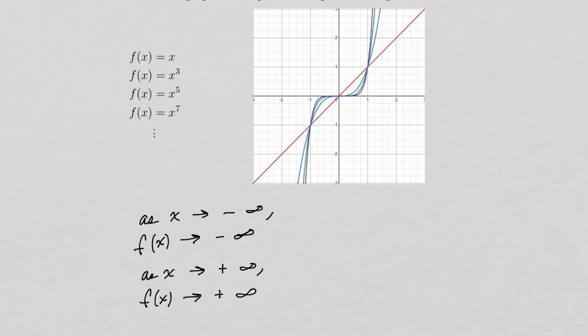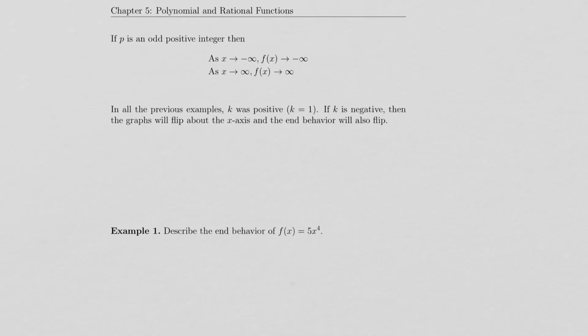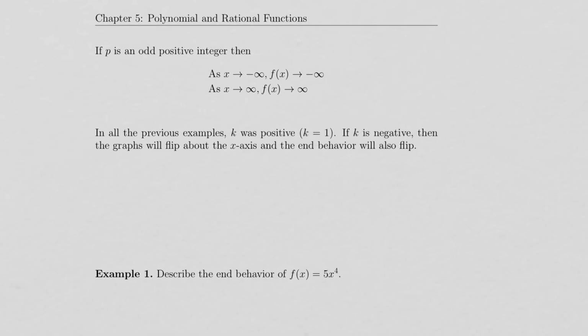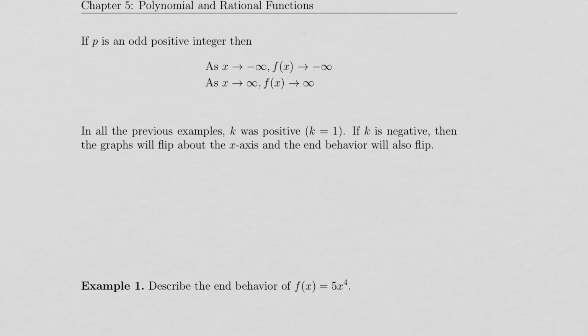All right, let me talk about the k, because in every case that we did so far, the k was just positive 1. What happens if the k is a negative value? The first part here just summarized the case where the exponent was odd. All right, let me make a little chart here.